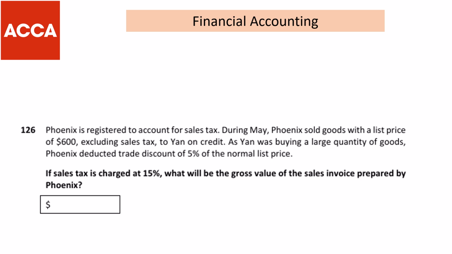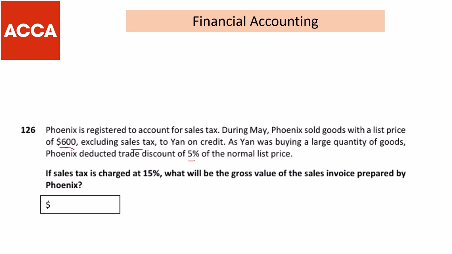Right, for the next set of questions, we are entering sales tax territory. Phoenix is registered to account for sales tax. During May, Phoenix sold goods with a list price of $600, excluding sales tax, to Yan on credit. As Yan was buying a large quantity of goods, Phoenix deducted a trade discount of 5% of the normal list price.